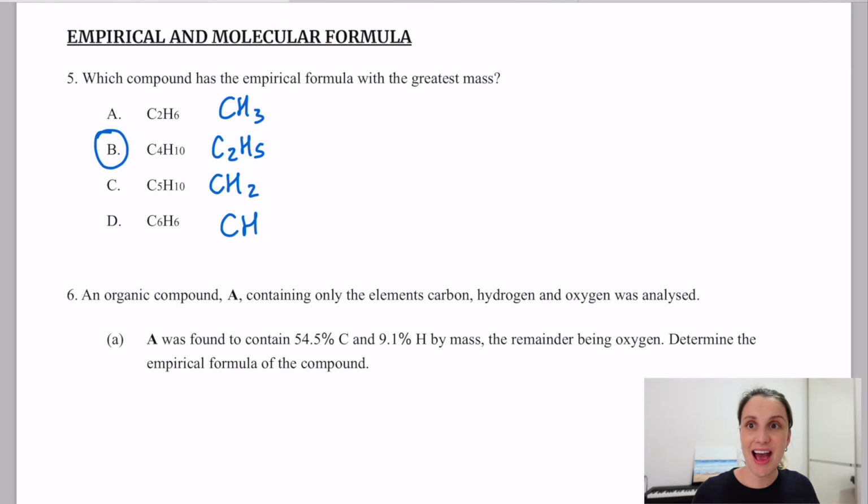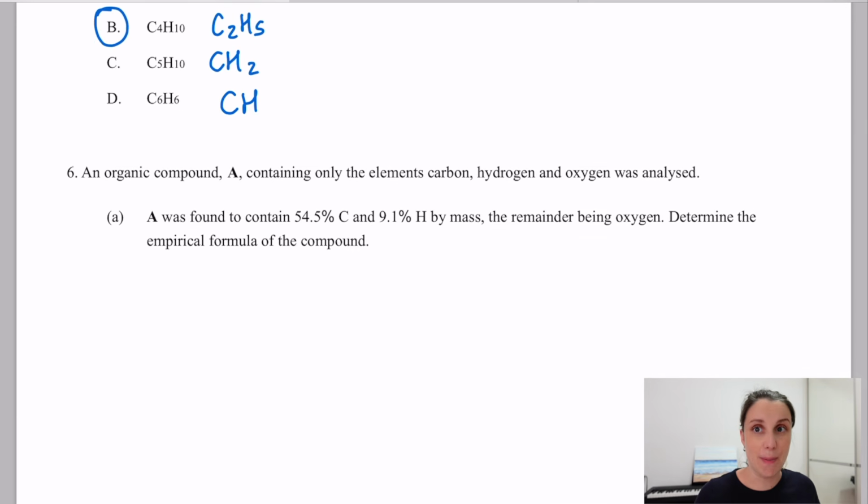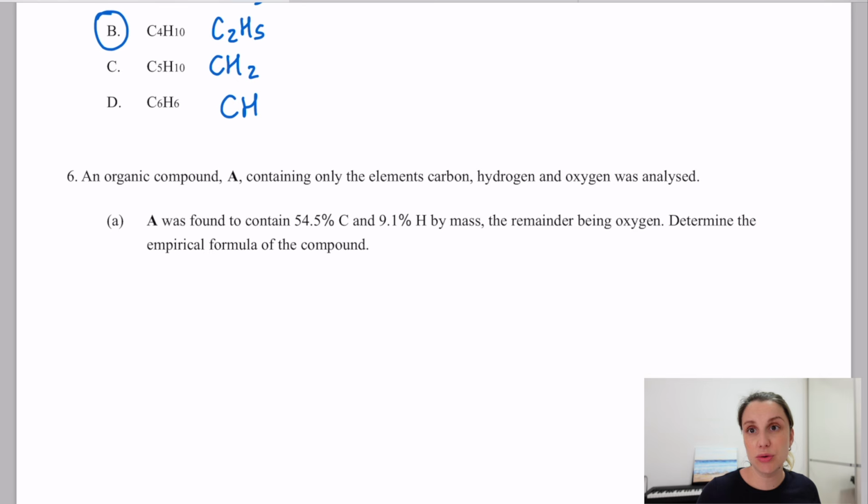Okay, let's look at how we work out the empirical formula when we're given some information about a compound. So this is a compound containing carbon, hydrogen and oxygen. That's what I tell you in the question. They give you the percentage of carbon and hydrogen, and then we can work out the percentage of oxygen by doing 100 minus these 2, and that gives me 36.4%. You can convince yourself of that with a calculator.